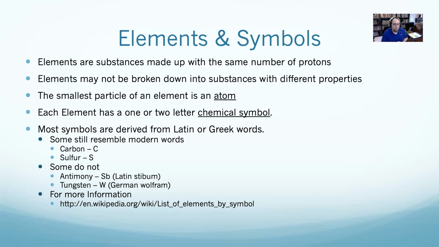Some of the two-letter ones, in general, don't necessarily match. Potassium is K. Why is potassium K? I don't actually know off the top of my head. Antimony is Sb. That's because the Latin word for antimony is stibium. Tungsten is W. That's because the German word for tungsten is wolfram. It is of note, though, that if it's one letter, you always represent it with a capital letter. If it's two letters, the first one is capital, the second one is lowercase.